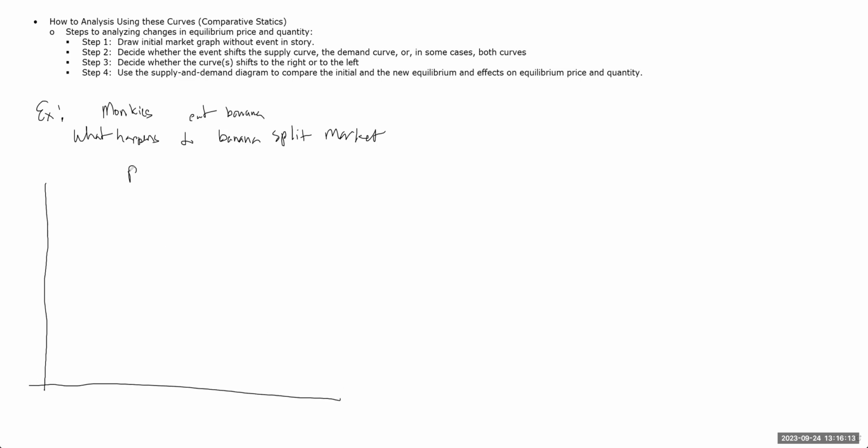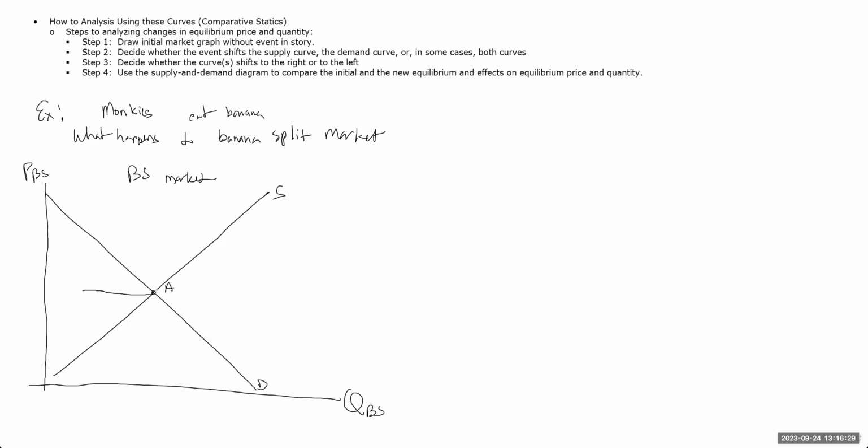So here's the BS market, banana split market. Price of BS, quantity of BS. Here's the demand for BS. Here's the supply for BS. Here's happy-go-lucky equilibrium. This is the initial equilibrium before the monkeys invade. Here's the price of BS star. Here's the quantity of BS star.